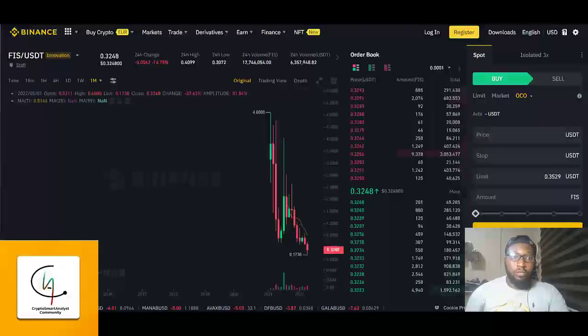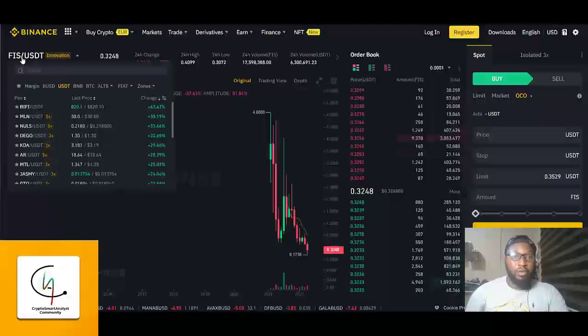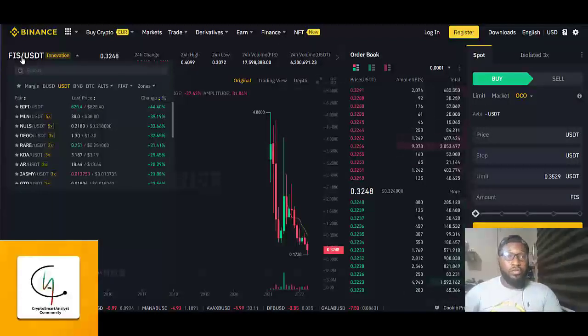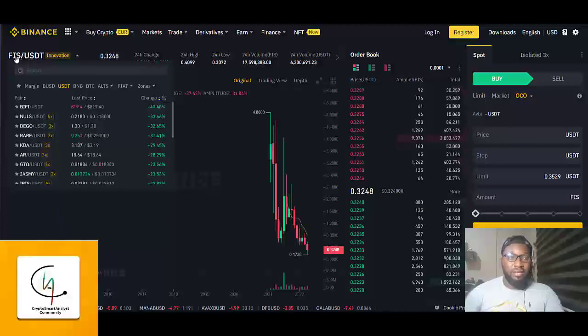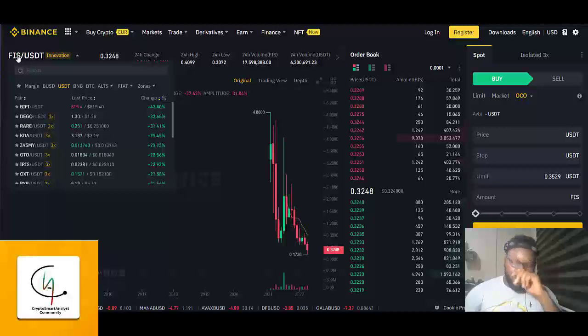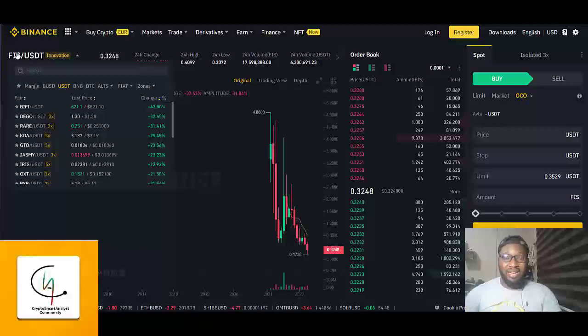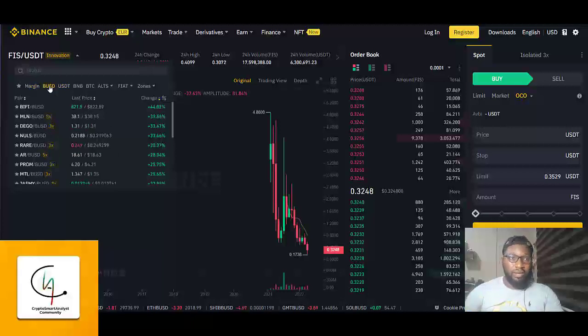What are pairs? Pairs are a combination of two coins. Pair means two. What we have right now is FIS per USDT. FIS is what you want to buy. Whatever is on the left hand side is what you want to buy, and what you have on the right hand side is what you have. If I click on BUSD on the Binance interface, you see you have everything per BUSD.